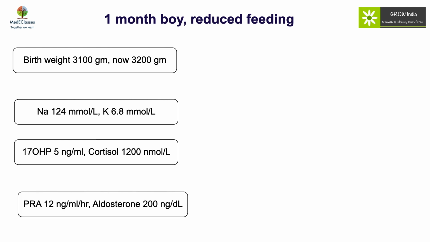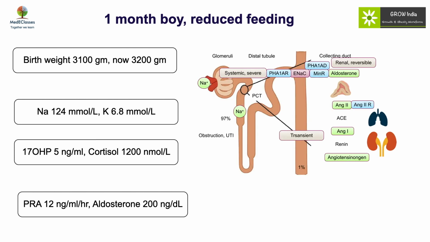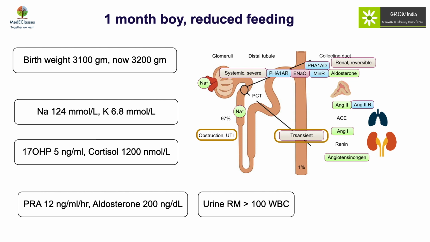So now we did a renin and aldosterone, which levels were high. So this goes in favor of pseudo-hypoaldosteronism. But what we need to remember is that there is a transient form of pseudo-hypoaldosteronism which can occur with a renal tract obstruction and UTI. And this is something which we have to really exclude. And in this case, what we observed was that the urine showed a pyuria and there was a clear-cut obstruction.